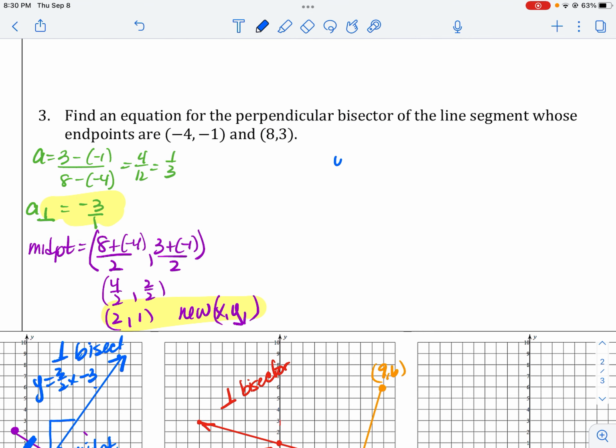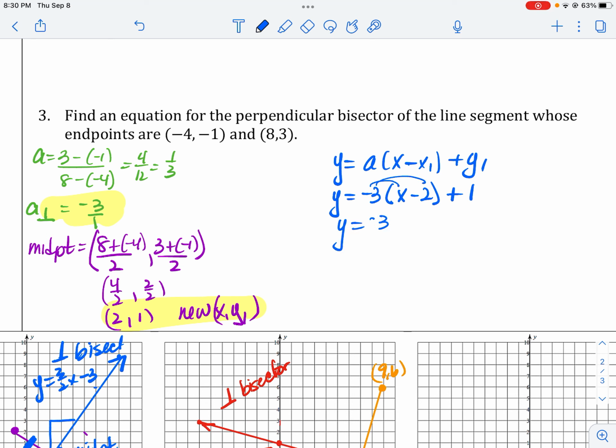Now we're going to use our formula. Y equals a times x minus x1 plus y1. Y equals, my slope is negative 3, times x minus 2, plus 1. Distribute. Y equals negative 3x plus 6 plus 1. Y equals negative 3x plus 7. That's my perpendicular bisector.